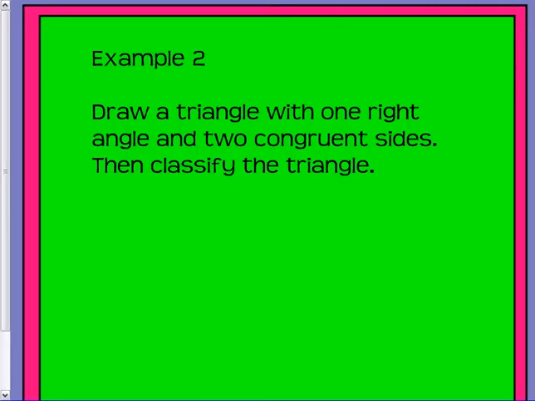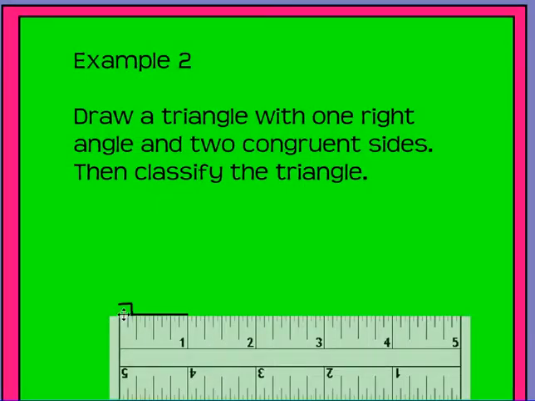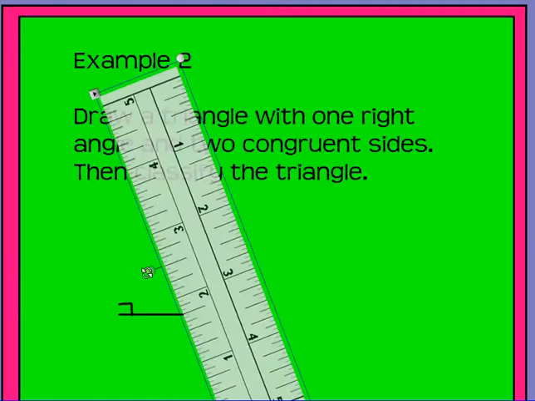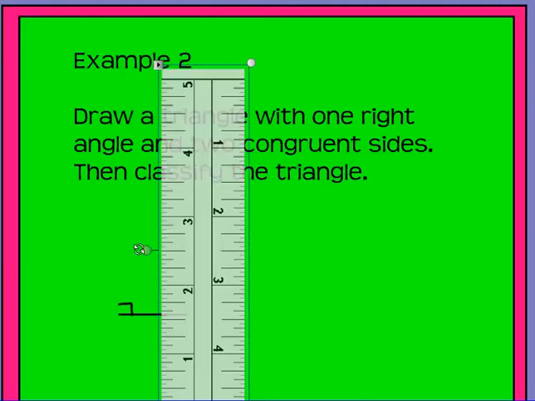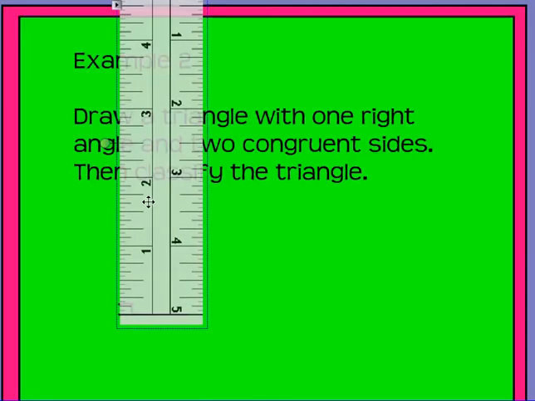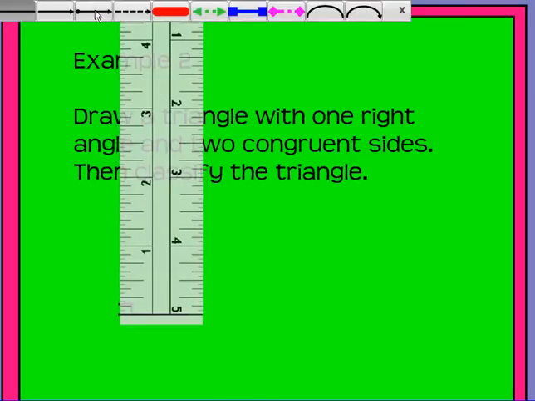Draw a triangle with one right angle and two congruent sides. Okay, so the first step is going to be to draw the right angle. Okay, so I'm going to draw an inch line, okay? And then I'm going to take my ruler and I'm going to make another inch line that forms a 90-degree angle.